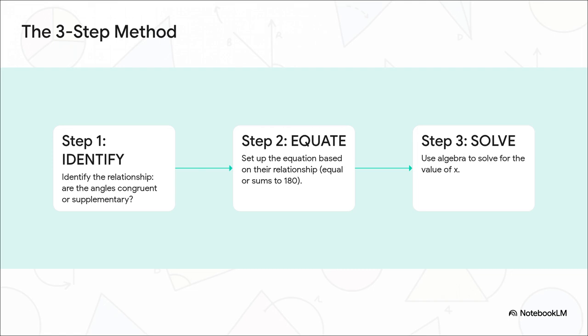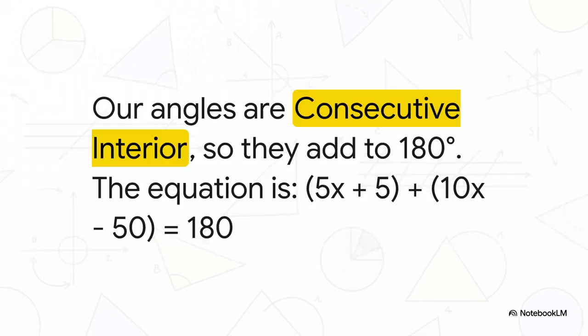First, you just have to identify the relationship between the angles. Are they equal, or do they add up to 180? Second, you set up the equation based on that relationship. And finally, you just solve for x using basic algebra. That's it. Let's try it here. Step 1, identify.